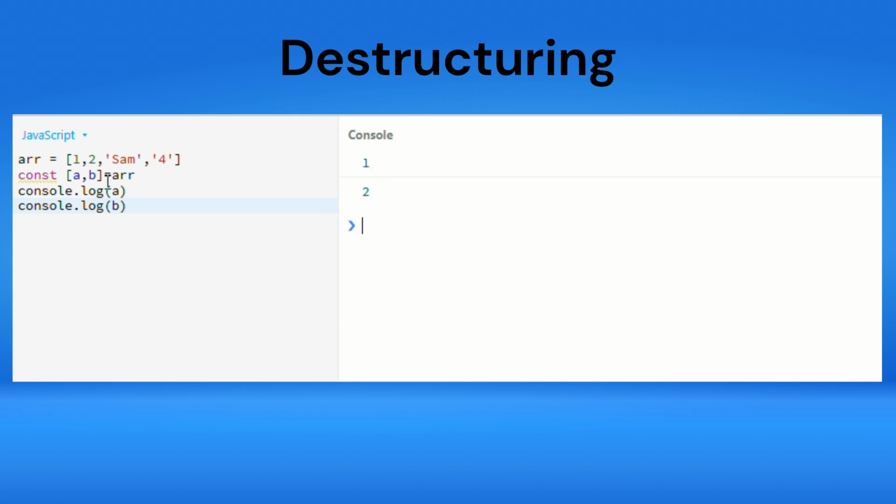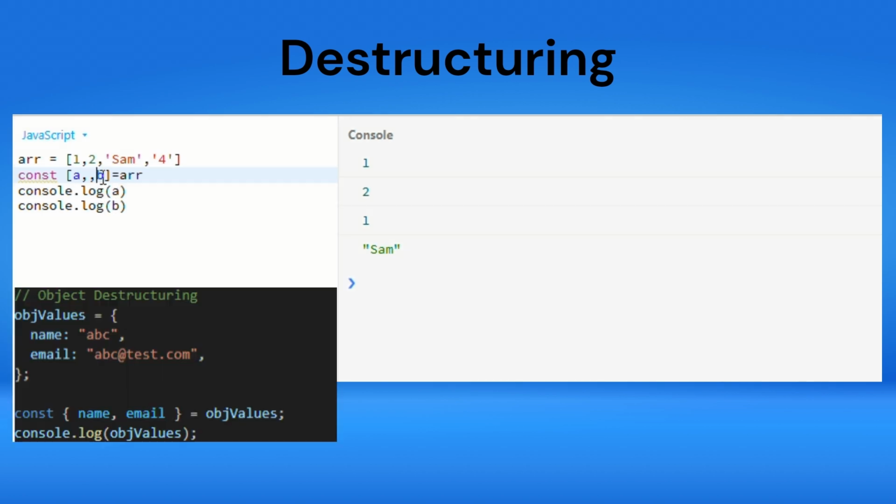If I add the comma between a and b, which will extract the third parameter to b. Similarly, if I add 2 commas in between a and b, which will extract fourth value of array. Similarly, we can also perform destructuring on objects. You can now observe on the screen I have added a sample of object destructuring.